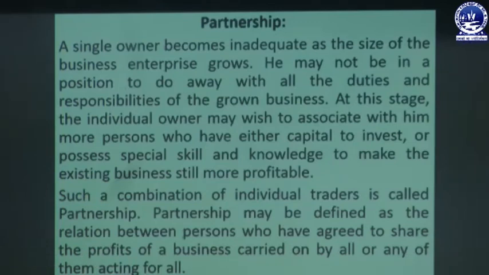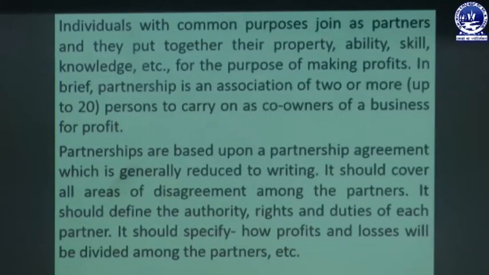That means partnership is the relation between persons who have agreed to share the profit of the business carried on by all, or any of them acting for all. So partnership business means an association of two or more persons who are involved to carry on the business, and the business is carried on by all or any of them acting for all. Individuals with a common purpose join as partners. Those involved with the partnership business are individually called partners, and they put together their property, ability, skill, knowledge, everything for the purpose of making profits or growing the business.